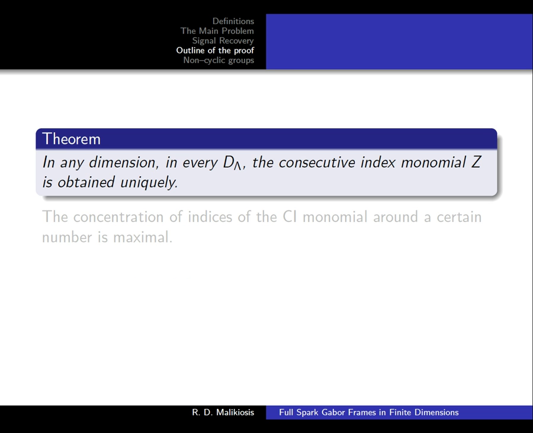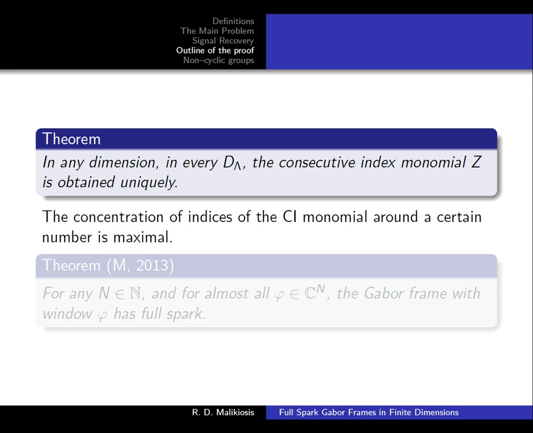Okay. And this is in any dimension, in every n by n minor, n by n submatrix of this short time Fourier matrix. The consecutive index monomial is obtained uniquely. And this is the reason that I told you before, the concentration of indices is maximal possible, quantified by the second moment of this random variable.